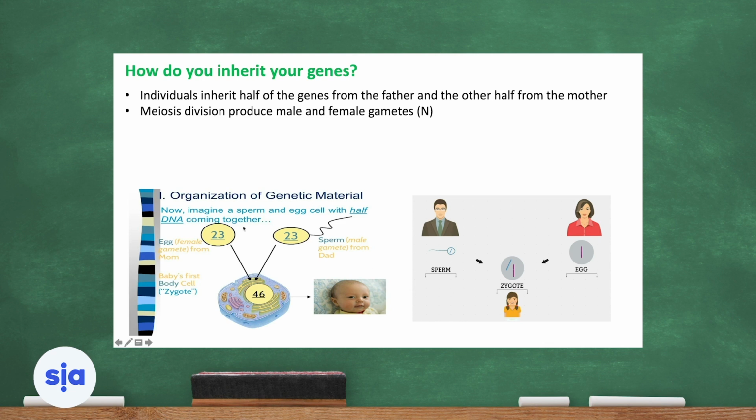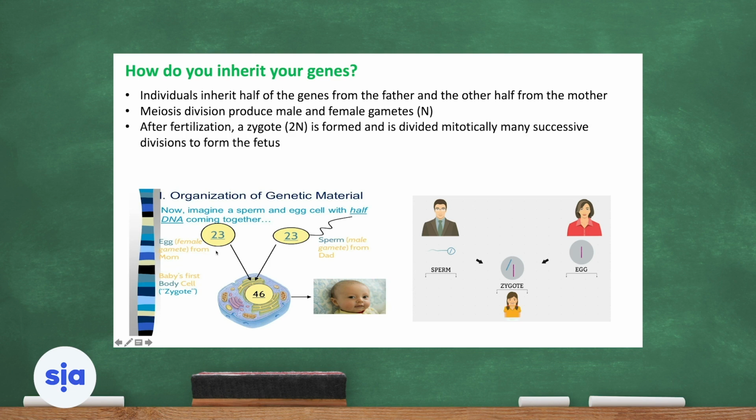Meiosis is the process producing the gametes. What are the gametes? The gametes are the reproductive cells, the eggs in the female and the sperm in the male. These are gametes. And after fertilization, these gametes form a zygote, which is going to give a baby or the fetus or the offspring.